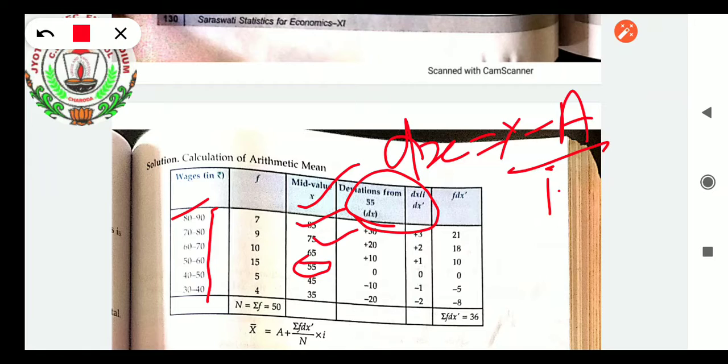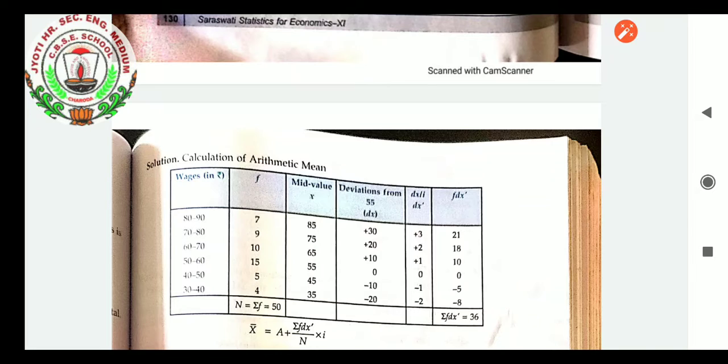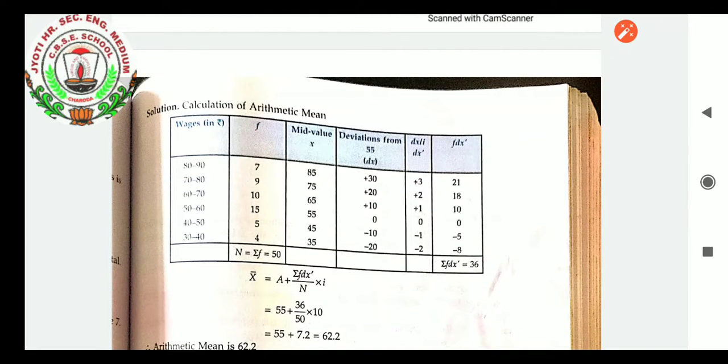This type of question we can solve with the step deviation method, and we can have a single column dx dash instead of dx. But here also no issue is there; if you are solving step by step, that is also possible. First of all, take mid x minus A, which is dx. 85 minus 55, we got 30. 75 minus 55, 20. Likewise we subtracted each and got the deviations.